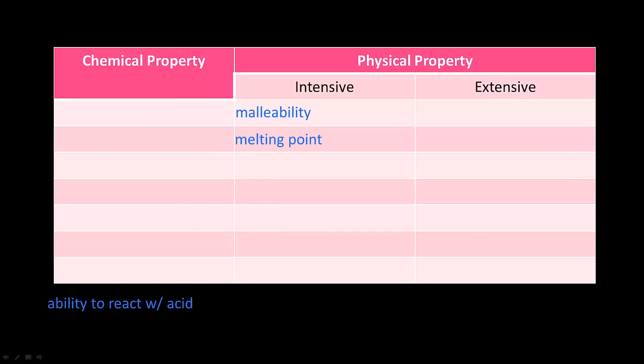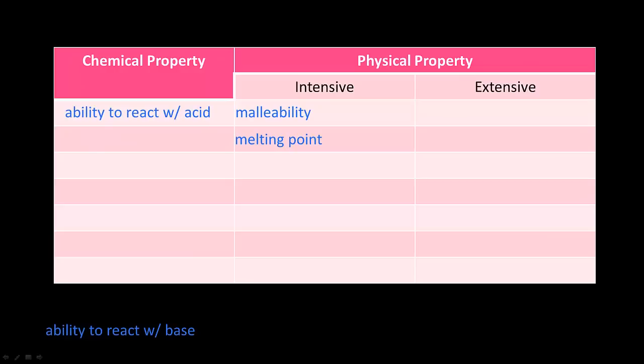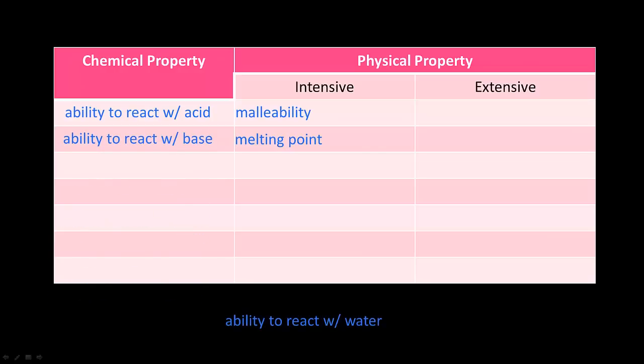The ability to react with acid. In order to see if it reacts with acid, once it does react with acid, it'll turn into something new, so that is a chemical property. The ability to react with a base. Once it reacts with a base, it will turn into something new. So that's a chemical property, because it would change into something new. The ability to react with water. Same thing, reactions. If it reacts, that means you're changing it into something new. So that would be a chemical property.